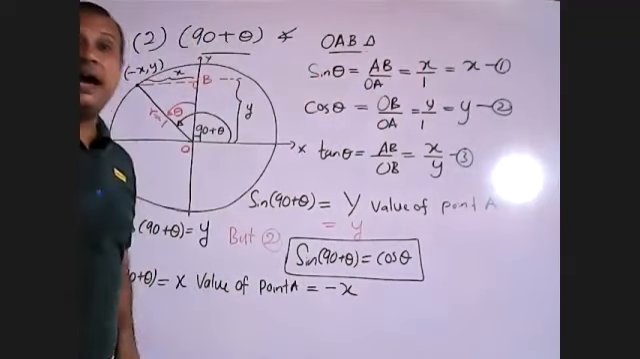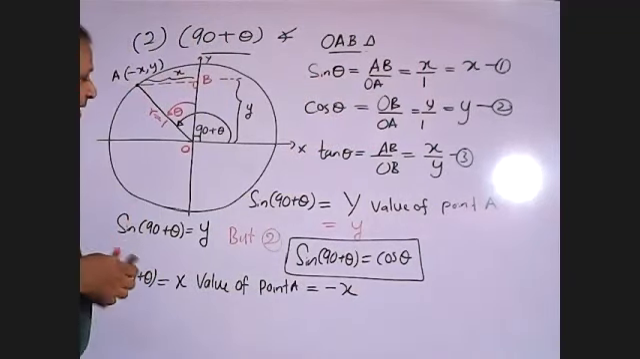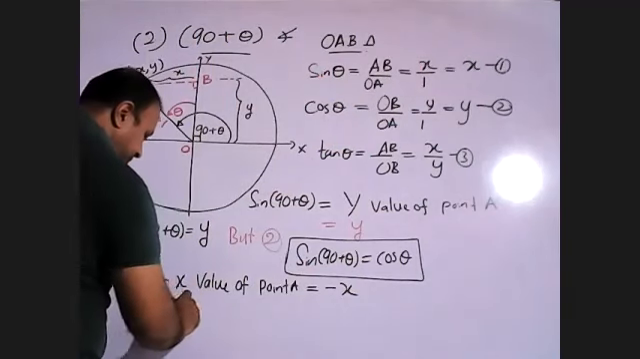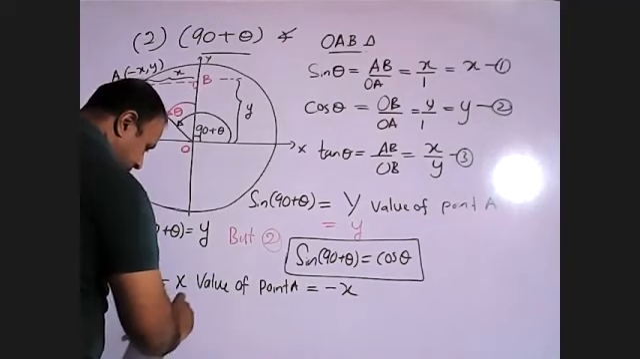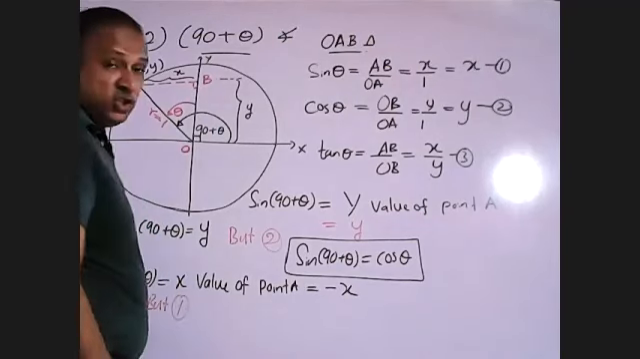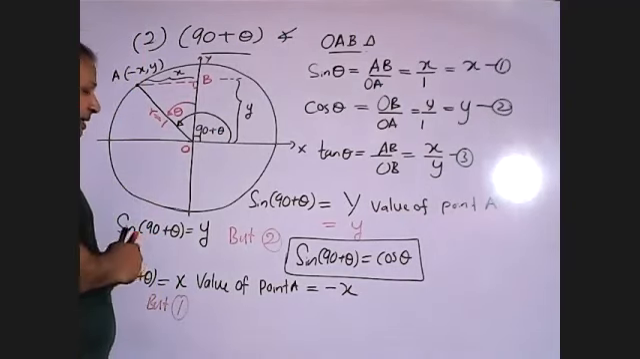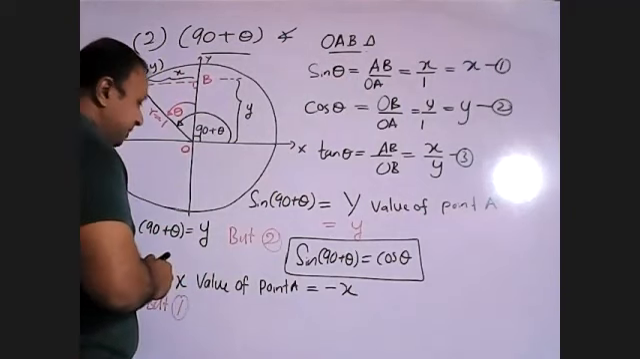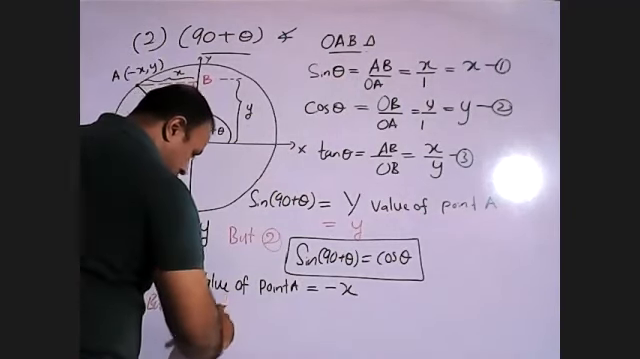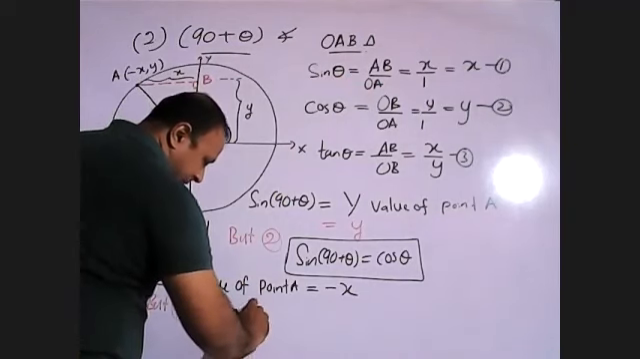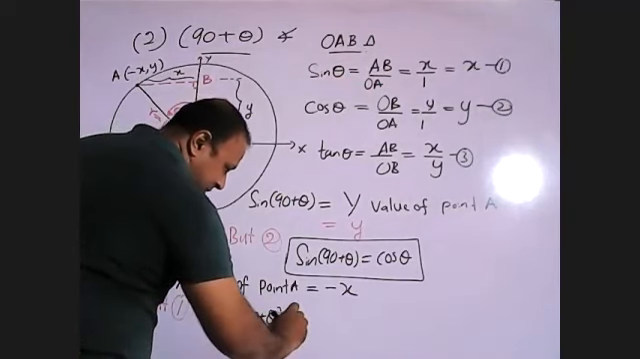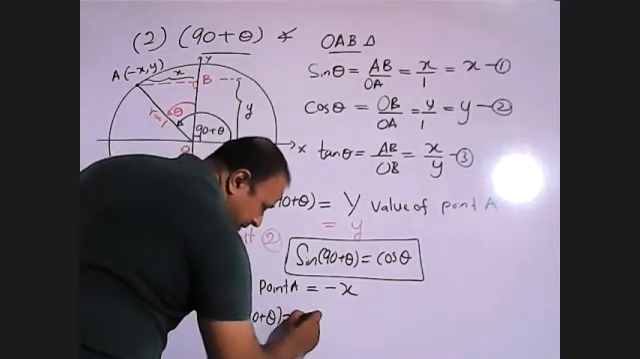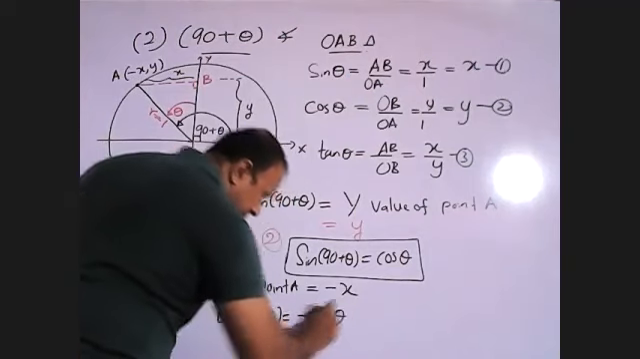x is equal to sin theta, I know that. Therefore, using the first equation, I can replace x by sin theta. Therefore, cos 90 plus theta is equal to minus sin theta.